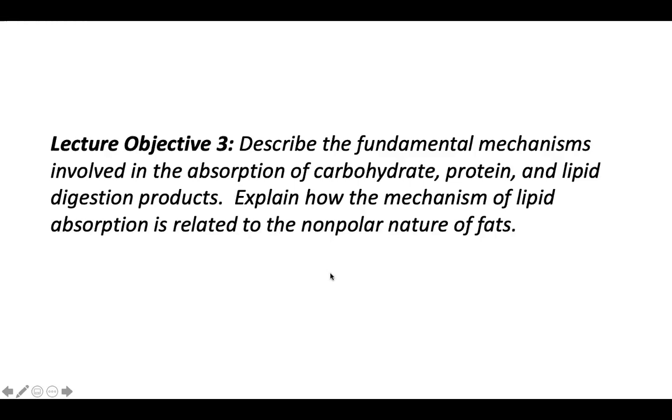So our objective here is to describe the fundamental mechanisms involved in the absorption of carbohydrates, proteins, lipids, and their digestion as well, their digestive products. We're also going to explain how the mechanism of lipid absorption is related to the non-polar nature of fats. So when we talked about fats at the very beginning in Unit 1, we would have talked about the fact that they are amphipathic, they are non-polar, they don't play nicely with water for the most part. And so they need a special solution in order to, one, move them around, and then two, move them into our liver. How do we get them absorbed? Because we can't move them into the blood. How do we get them to be absorbed? And we'll talk about that as well.